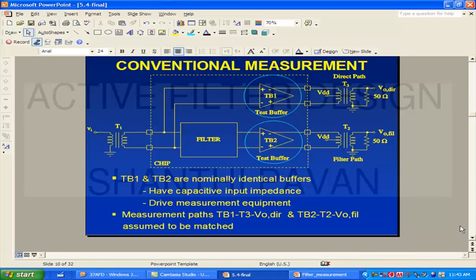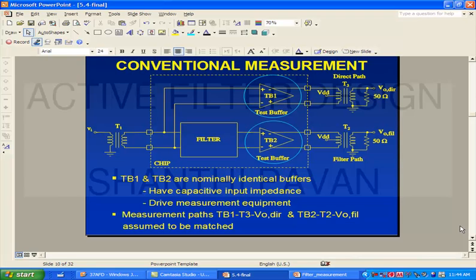Why are there two test buffers? You can just bypass the filter for the direct path. You could. The question is, why not have a switch which directly bypasses the filter? If you can do that carefully, that is okay. But otherwise, if you do not connect it properly, the impedance at this point will change for the two measurements. Whether you are measuring the direct path or the filter path, you want this voltage to remain the same. As long as you can maintain that, if you can bypass the filter properly, that is fine.